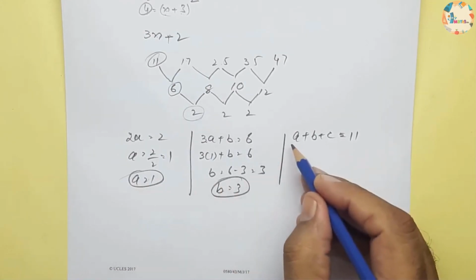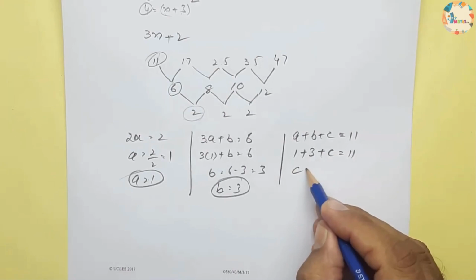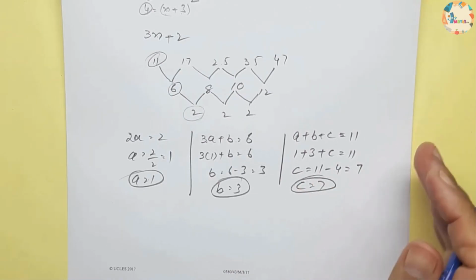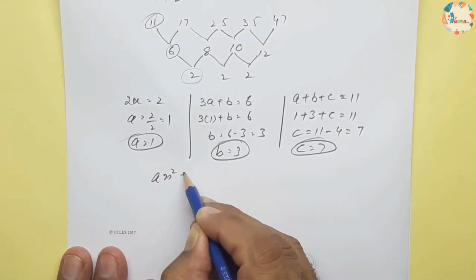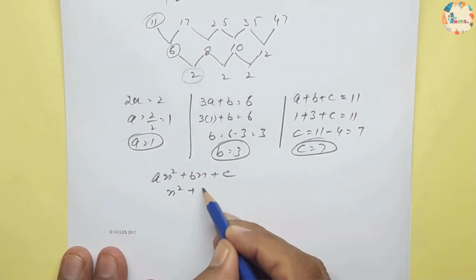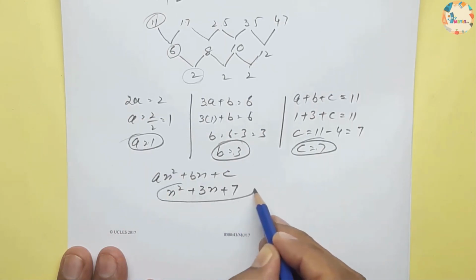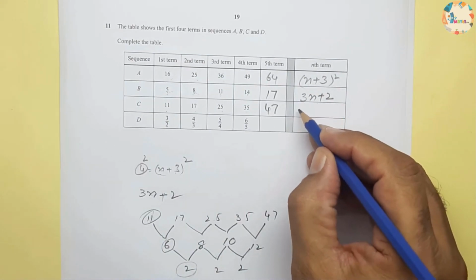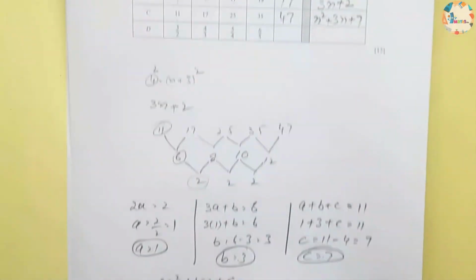And if we replace a, b value in this one, we will get 1 plus 3 plus c will be equal to 11. So c will be equal to 11 minus 4, which is equal to 7. So c will be equal to 7. These will be the a, b, c values, and we can write the equation, we know the quadratic formula an square plus bn plus c. This will be the quadratic expression. So we can write a, which is 1, so n square, plus b, which is 3, so 3n, plus c, which is 7, so 7. This will be our general formula for this quadratic sequence, and this formula we can copy over here, which is the required location. So n square plus 3n plus 7, which we have just checked over here.